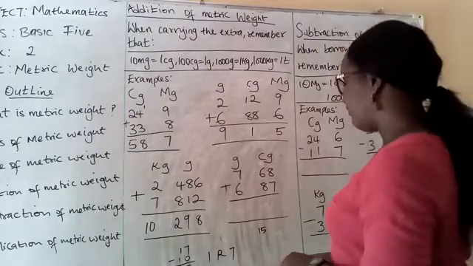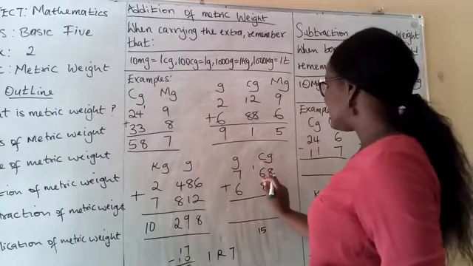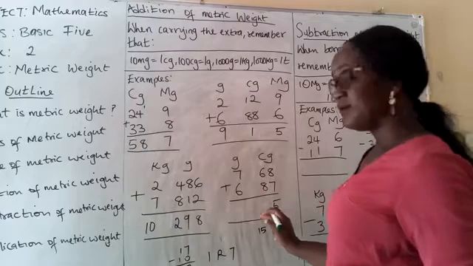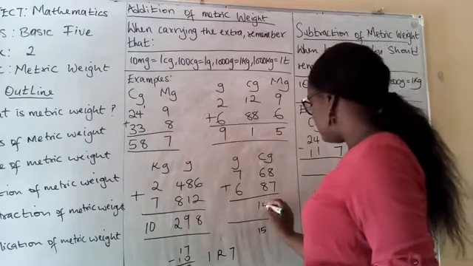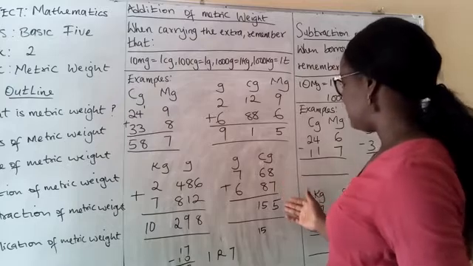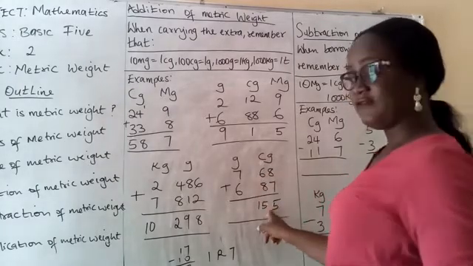Okay, so we have 8 plus 7, which will give you 15, right? So we have your 5 here, you carry 1. 1 plus 6 is 7. 7 plus 8 is what? 15. Right? So let's check it again. 8 plus 7 is 15. 5 carry 1. 1 plus 6 is 7. 7 plus 8, 15, right?